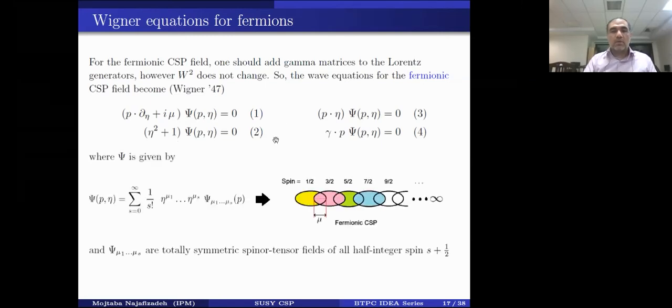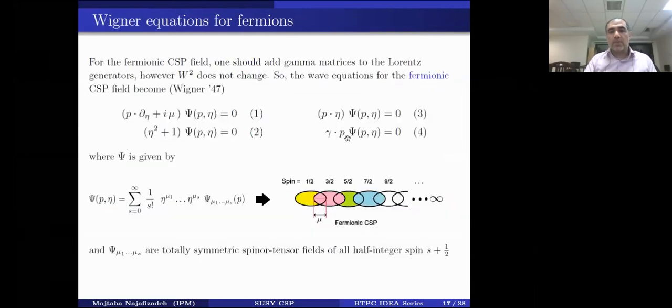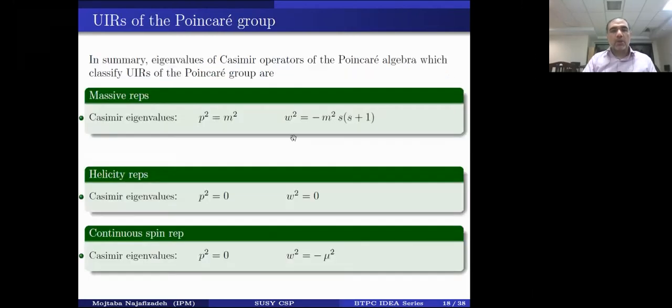These are same as the bosonic case. And here, the field psi has this form, which can be thought like this image. And yes, these are also mixed to each other. Okay, so in summary, eigenvalues of Casimir operators of the Poincare algebra, which can classify unitary irreducible representations of the Poincare group, are in this form.